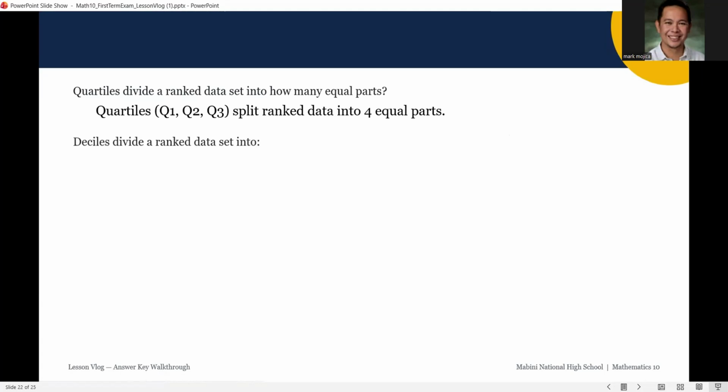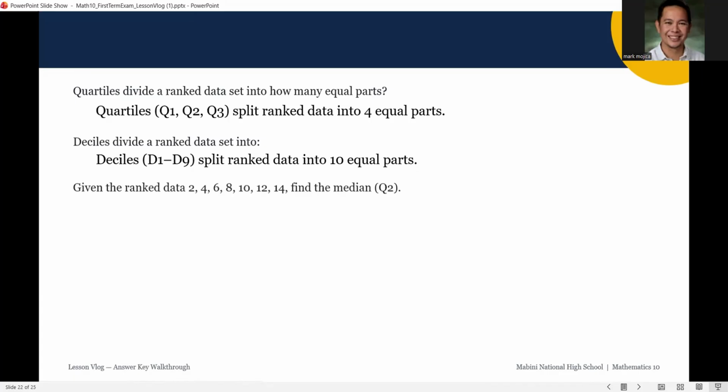The same is also true with this problem. Decile divides the ranked data set into what? Into 10 equal parts. But our deciles are the boundaries that we have, from decile 1 up to decile 9. The same is also true with this other problem that we have. In this problem, you must rely more on observation.